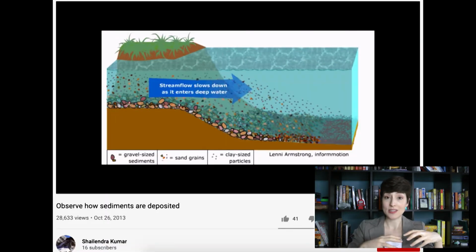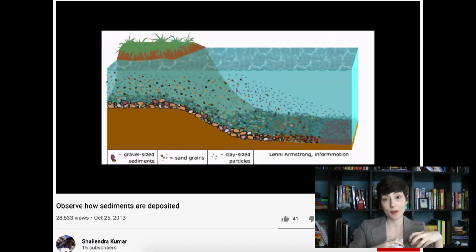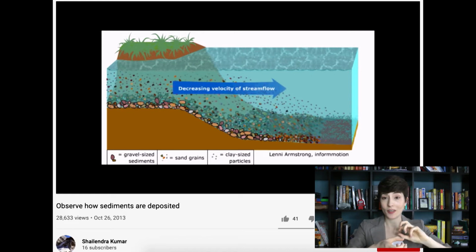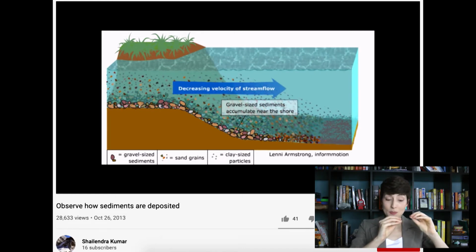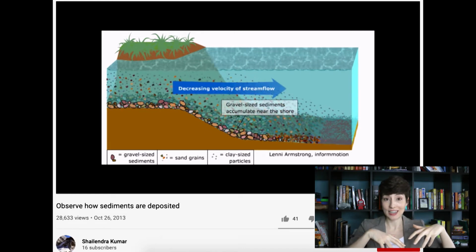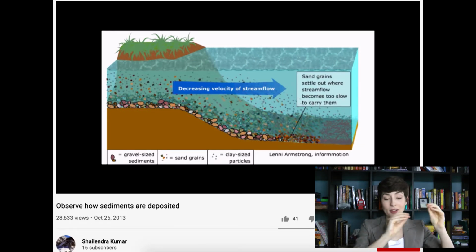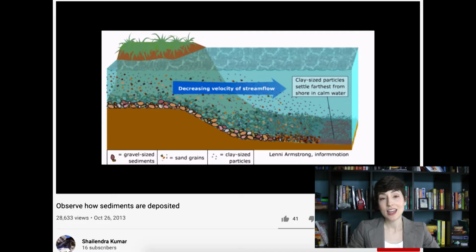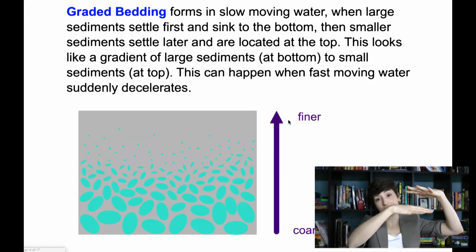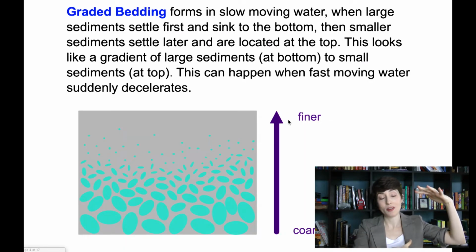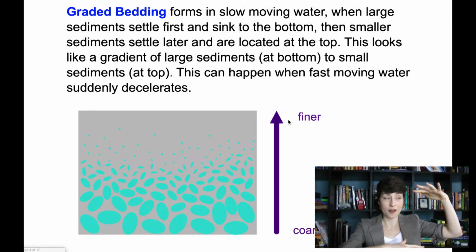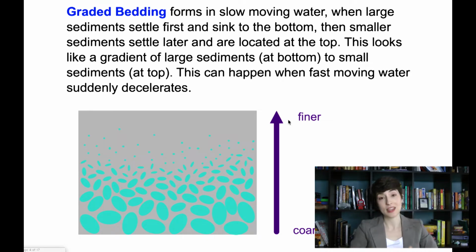So what usually happens is the biggest pebbles sink to the bottom first, or they're just rolled along the bottom. The medium-sized pebbles hit the bottom second, and then the finest pebbles, the little sediments, the little clay particles, usually settle last. And so when all of those layers eventually form a sedimentary rock, you tend to have the coarser sediments at the bottom and the finer grained sediments at the top. Some of the rocks that you can get from this kind of bedding are, of course, conglomerate.